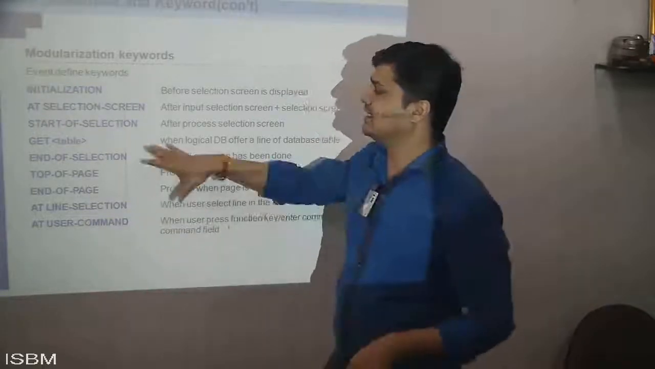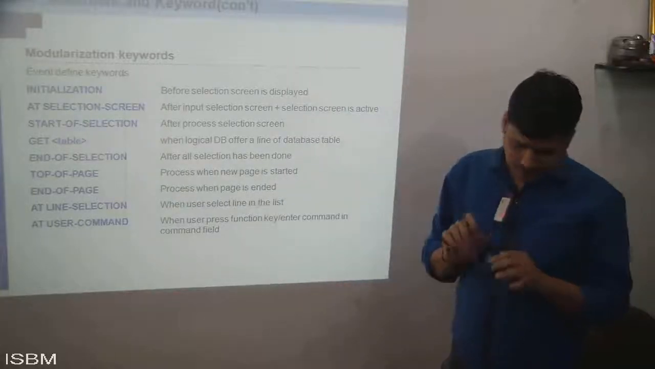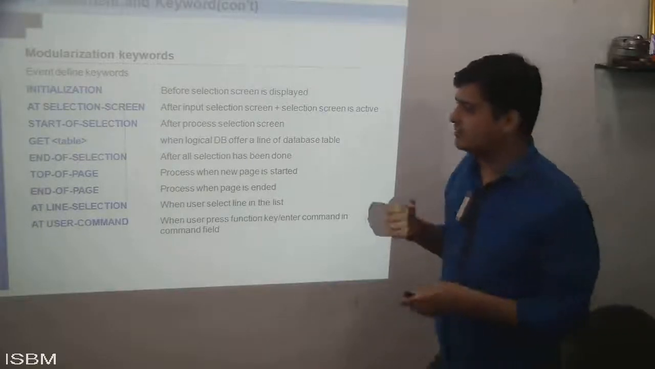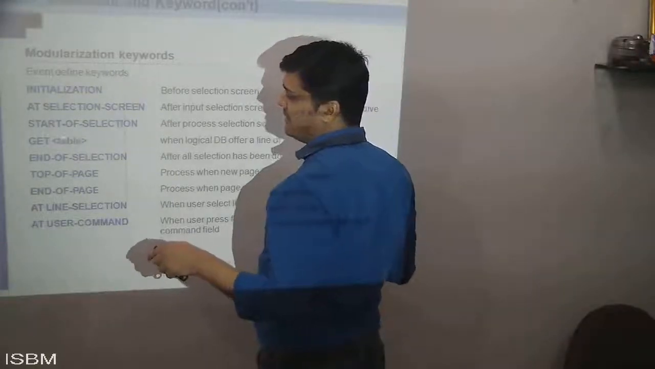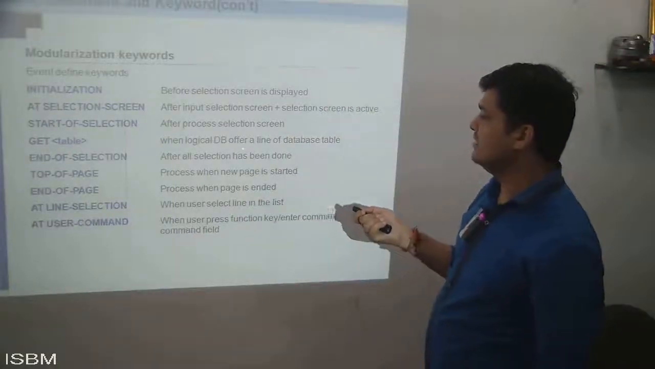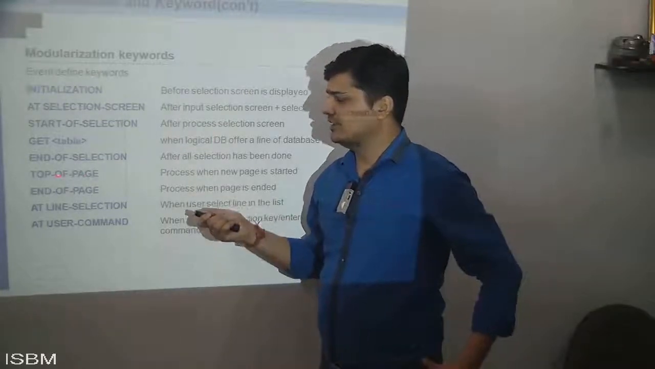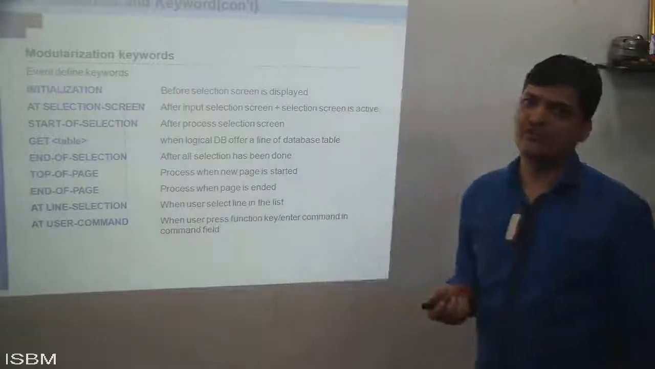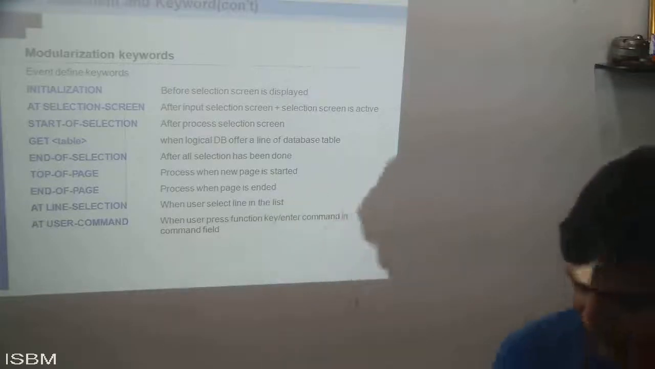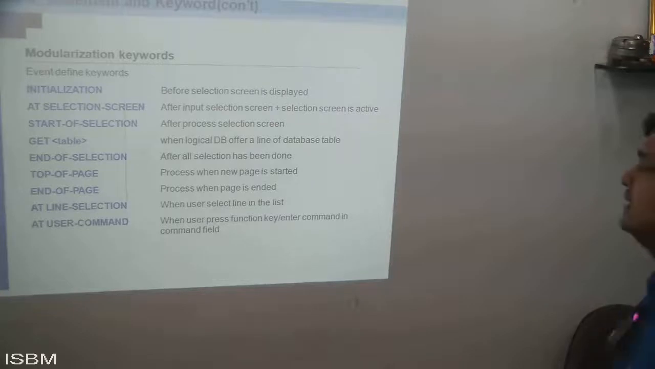Inside the start of selection we are writing our own queries, each and every query with the help of which we are pulling the data. There is also the get statement, get table, which is used with a logical database. When the logical database offers a line of a database table, then we have end of selection. After start of selection we have to put end of selection, through which we are completing our sentence.